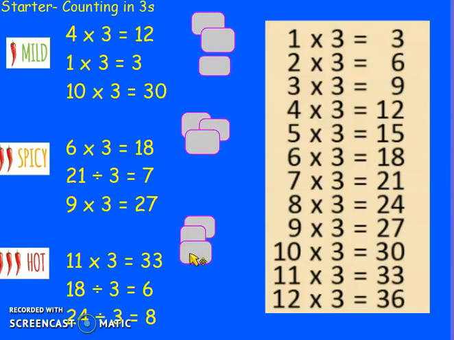If you're still struggling with your divides, remember it's just going the opposite way. So 24 divided by 3, you need to think how many 3s go into 24. Look, here's the 3 times table to help us. 8 times 3 equals 24. So 24 divided by 3 equals 8.